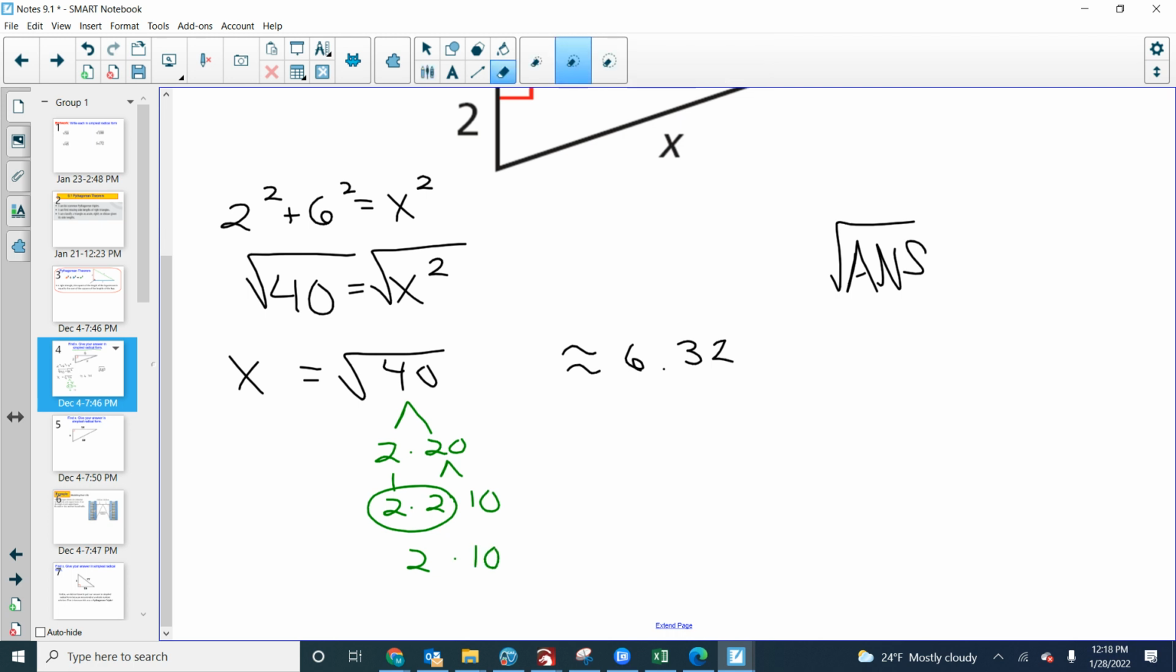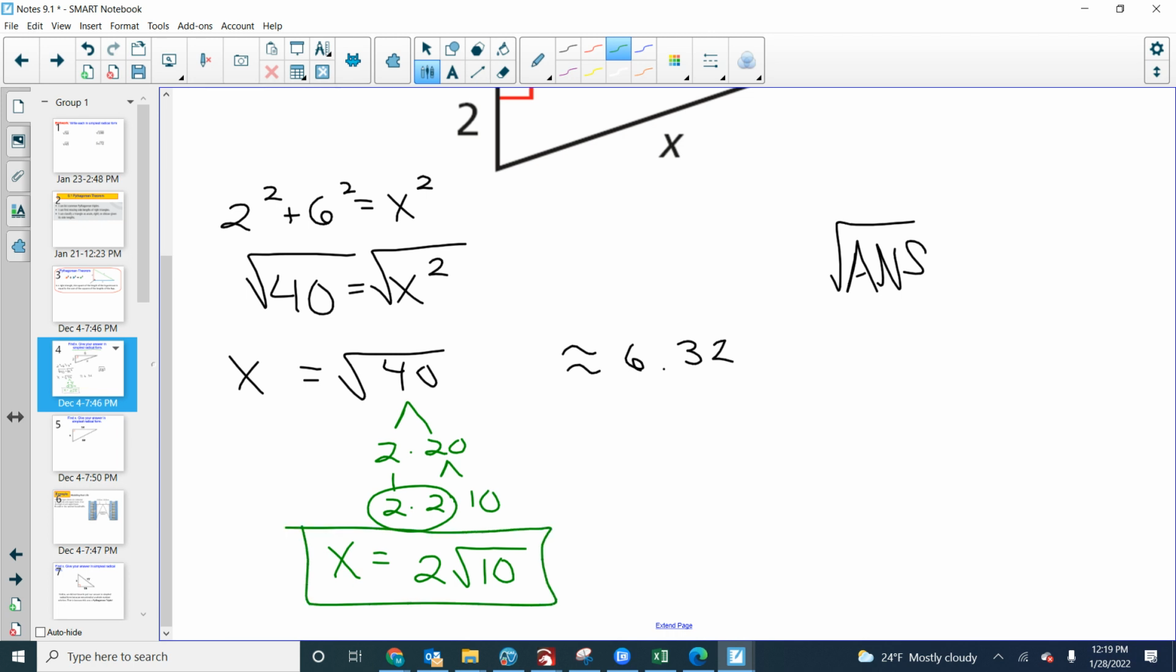2 comes out. The 10 is still inside the square root. 2 radical 10. X equals 2 times the square root of 10. Now, what happens if you type in 2 times the square root of 10 in your calculator? You get the same decimal as when we did that fancy voodoo calculator work, right? 6.32. So this would be the answer I would put for this problem because they asked for simplest radical form. Are you with me? Pythagorean theorem.